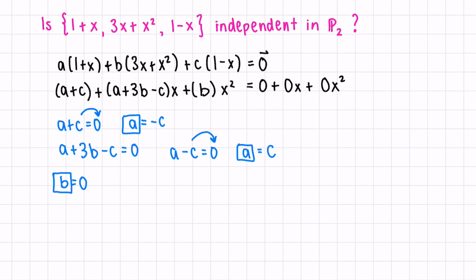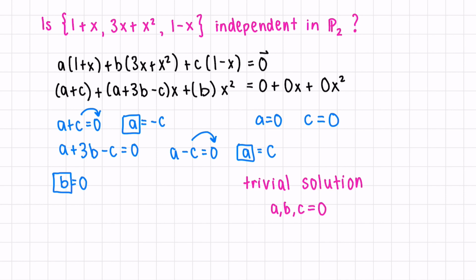So what number is that possible for? That's only true if a is 0, right? And if a is 0, then c equals 0. So we can see that there is only the trivial solution where a, b, and c, all the coefficients are 0. Thus, this set is independent.